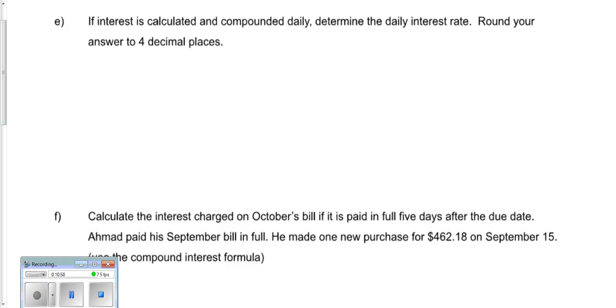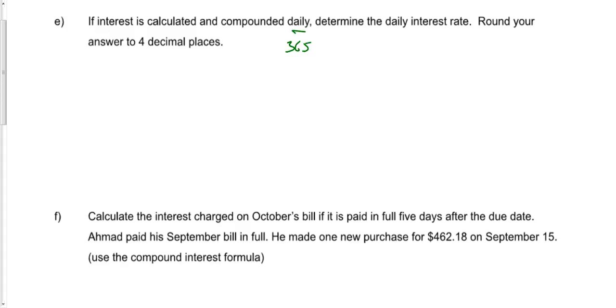So next we're going to take a look at calculating interest. Part E says, if his interest is calculated and compounded daily, that's 365 times per year, calculate the daily interest rate. Round your answer to 4 decimal places. So his annual interest rate is 14.9%. As a decimal, that's 0.149. So that's his rate.